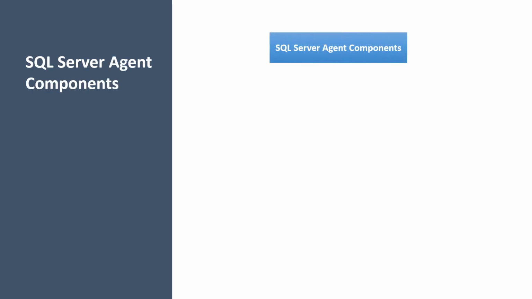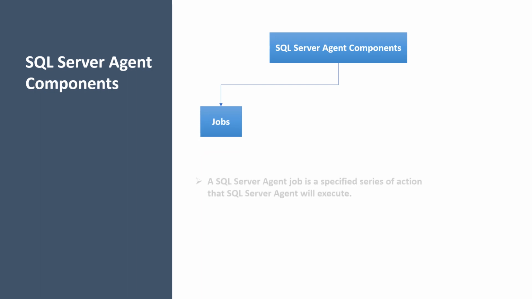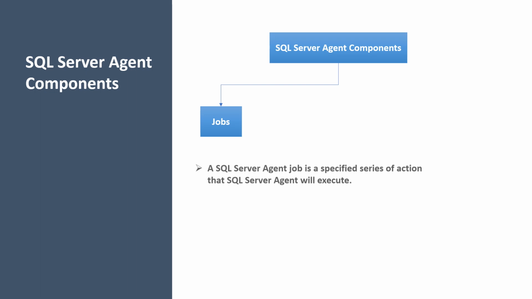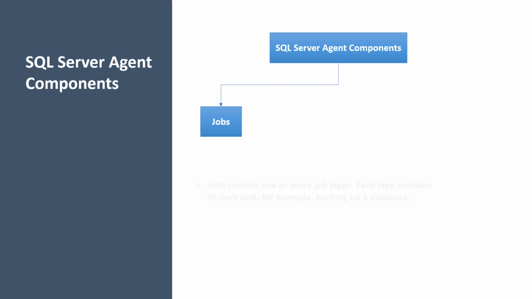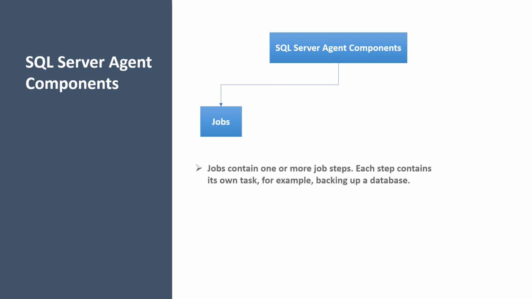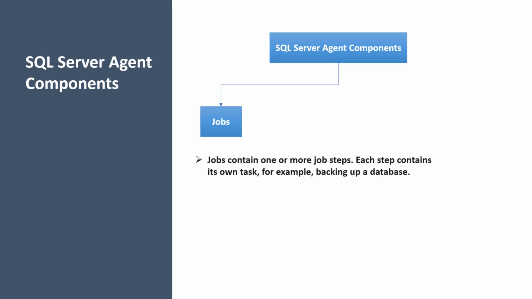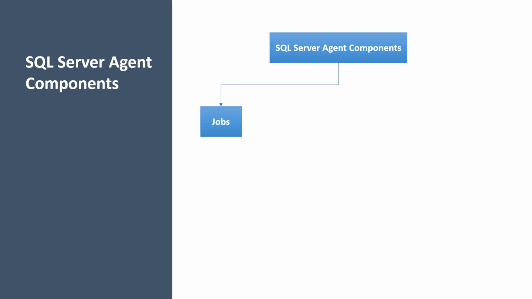Now let's understand the different components of SQL Server Agent. SQL Server Agent has 4 components to define the tasks to be performed, when to perform the tasks, and how to report the success or failure of the tasks. The very first component is SQL Server Agent Jobs. A SQL Server Agent job is a specified series of actions that SQL Server Agent will execute. Jobs contain one or more job steps. Each step contains its own task, for example, backing up a database. Don't worry if you are not understanding these terms now, we will explain these with examples in the next minutes.